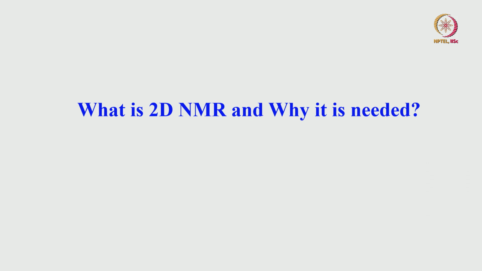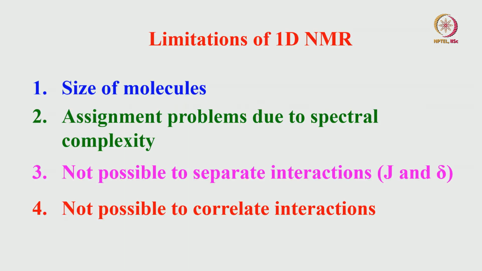We will ask a question: what is 2D NMR and why is it needed? This is the first question we have to ask. What is a 2D? Why do you need 2D NMR? First we have to understand the limitations of 1D NMR. What are the limitations of 1D NMR? It depends upon the size of the molecule. So far we analyzed only small molecules, small organic molecule spectra, small molecules for heteronuclear spectra, etc.